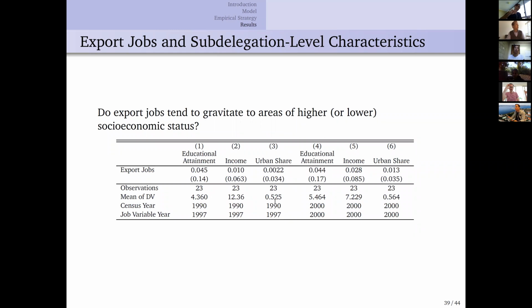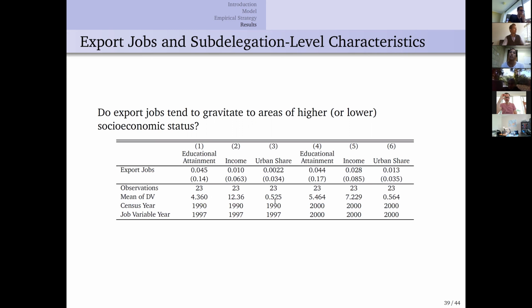So now thinking about what else these export jobs might be capturing, one thing you might be worried about is that these export jobs might gravitate towards areas with higher or lower, we're not sure, socioeconomic status. So I looked to see whether this might be the case. All I can do here is cross-sectional, because I only have one census during this time period. With 23 observations, you're not going to have much power, but if you look at these coefficients, again, they're all standardized, so they're pretty small relative to the means.